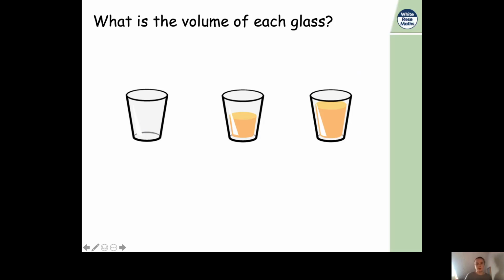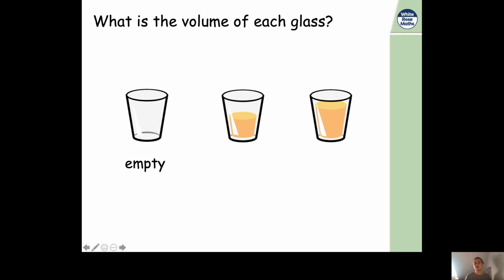What is the volume of the first glass? Well, we can see that there is no juice in this glass at all, is there? So therefore, how could we describe it? Well, we can't describe it as full because there's no juice in there at all. So if there's no juice in there at all, we can describe it as empty. Okay, so the volume of the first glass is empty.